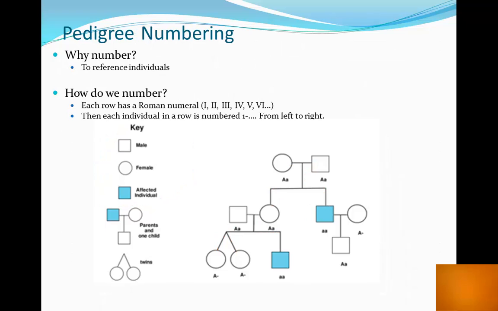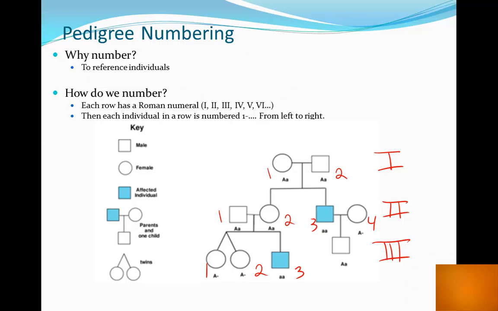Why do we number pedigrees? This will allow us to reference individuals both in questions and our answers. So the question then is, how do we number these individuals? You will always give each generation, or row if you will, a Roman numeral. Then within each generation you will number them. 1, 2, we start over, 1, 2, 3, 4, 1, 2, 3.